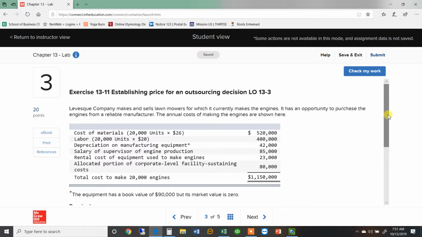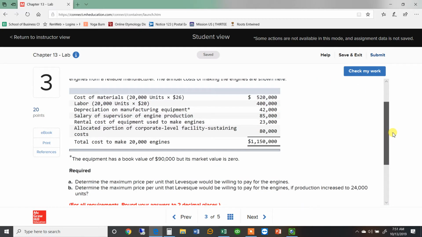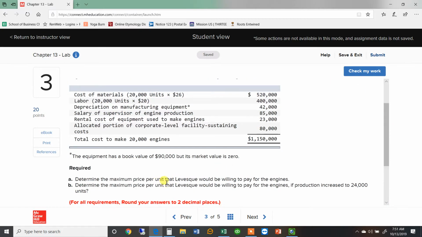So really, down below it says determine the maximum price per unit that Lavasque would be willing to pay for the engines. So if they wanted to look at whether or not to outsource it, how much would they be willing to pay for 20,000 engines is what you're really looking at.